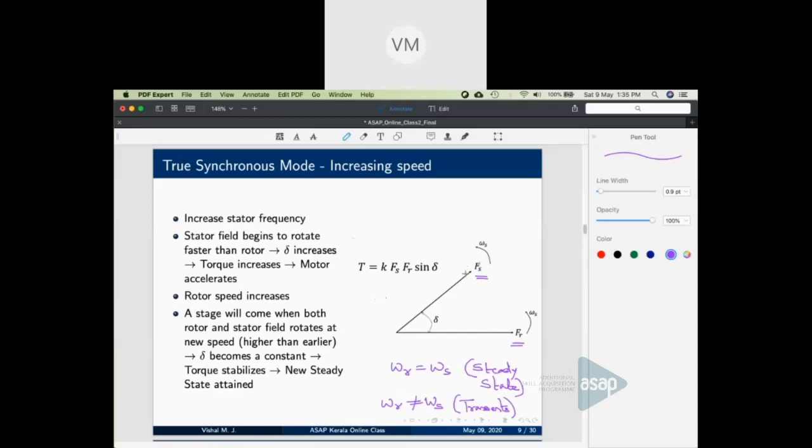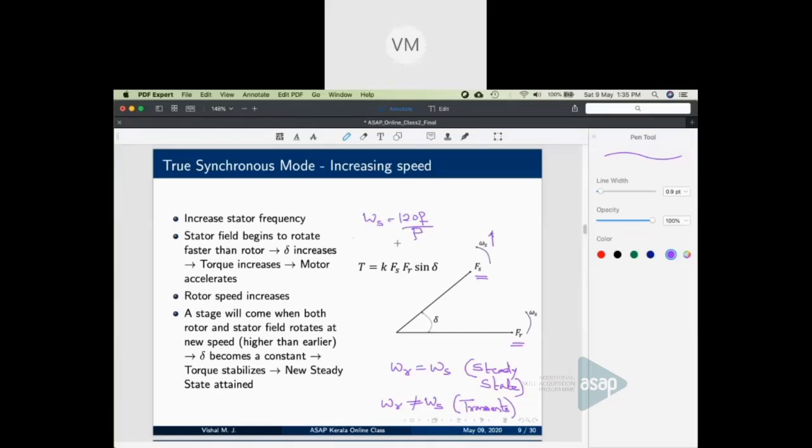I increase the stator frequency. What happens to this one? This speed rises. The synchronous speed rises because once frequency is increased, what is the synchronous speed? 120 f by p. So f rises, number of poles is a constant, and hence omega synchronous also rises. Okay, so the rotating magnetic field begins to rotate at a new, higher speed.